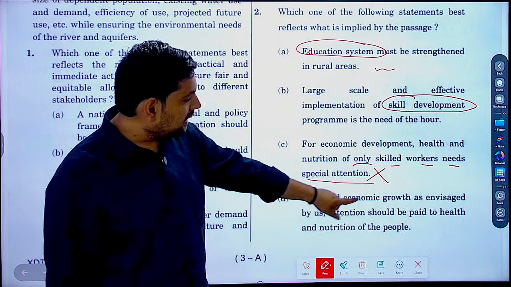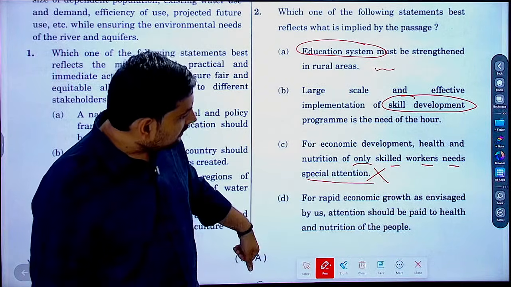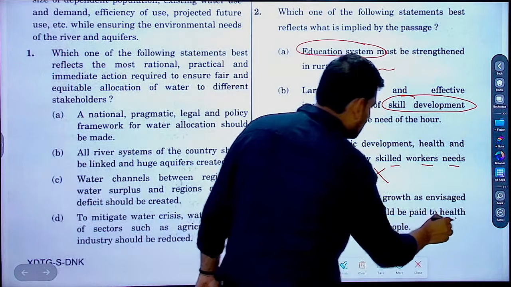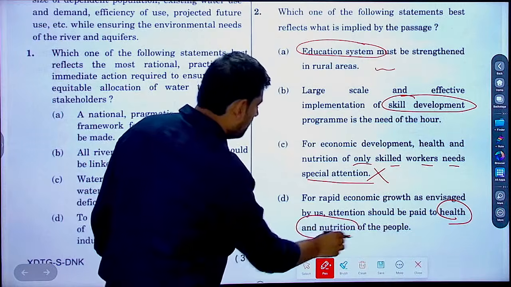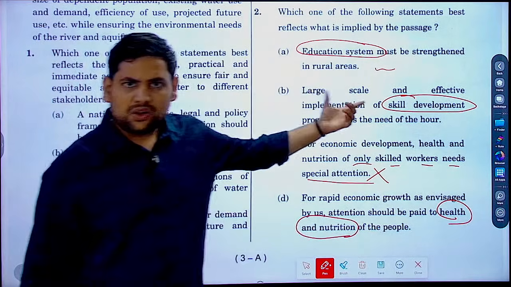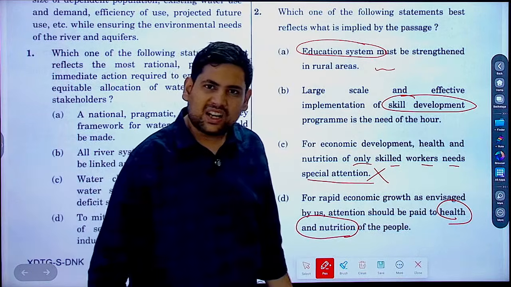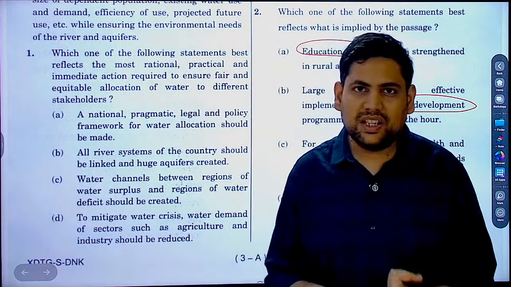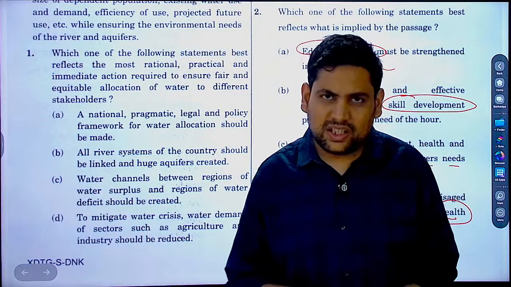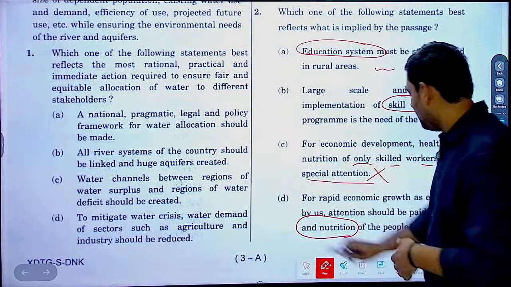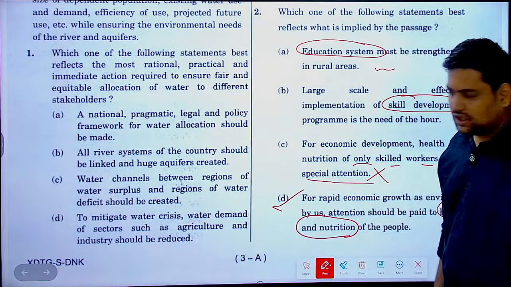Now, for rapid economic growth, as envisaged by us, attention should be paid to health and nutrition of the people. So either it is about education system or skill development or health and nutrition. If you read the passage, it starts with these many people in India face anemia, then these number of people face tuberculosis, all that is written. It is all about health and nutrition, answer becomes D.